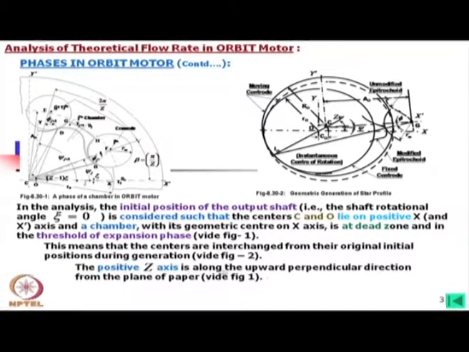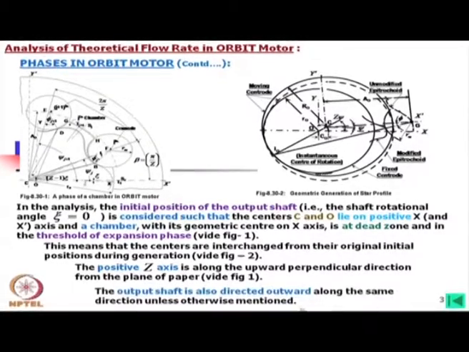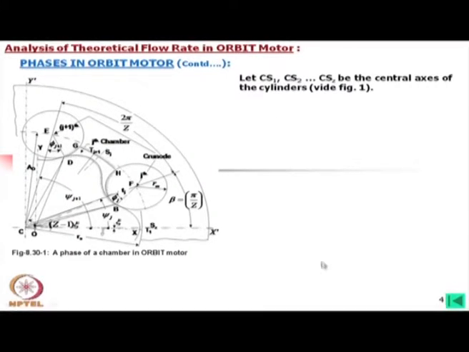Now, the positive z axis is along this z. Do not confuse it, this z is not the number of lobes. We have the x axis, y axis, and the z axis is in the upward perpendicular direction to the plane of the paper, which coincides with the axis of the output shaft. The output shaft is also directed outward. So, the z axis coincides with that, as I have just told you.